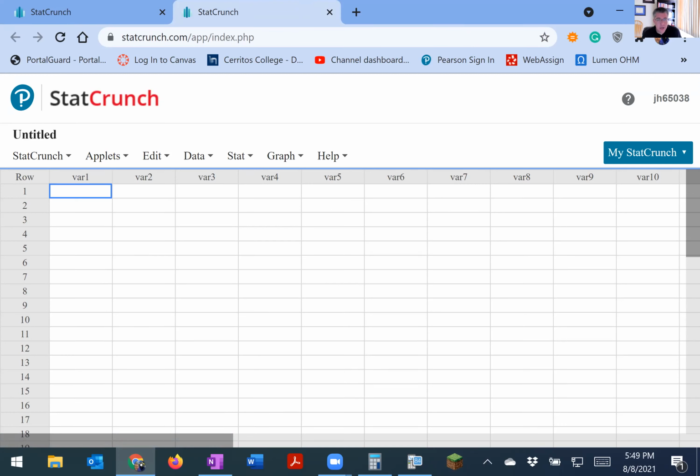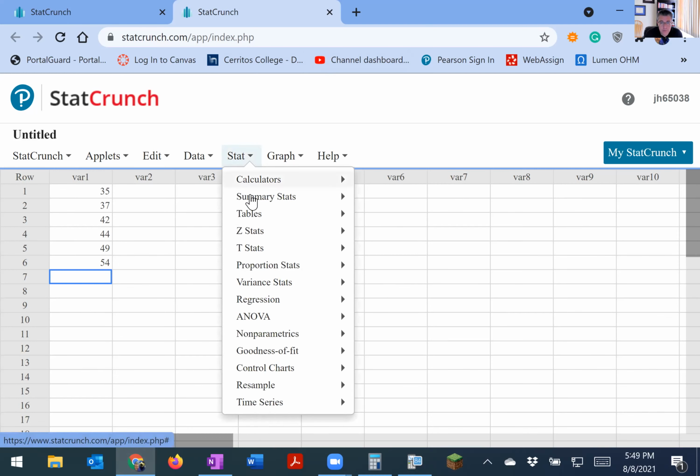Okay, and I'm going to enter the values that we had in the previous example here, and I want it to find some statistics for me. So let's put them in order. Let's do 35, and then 37, and then 42, and then 44, and then 49, and then 54.